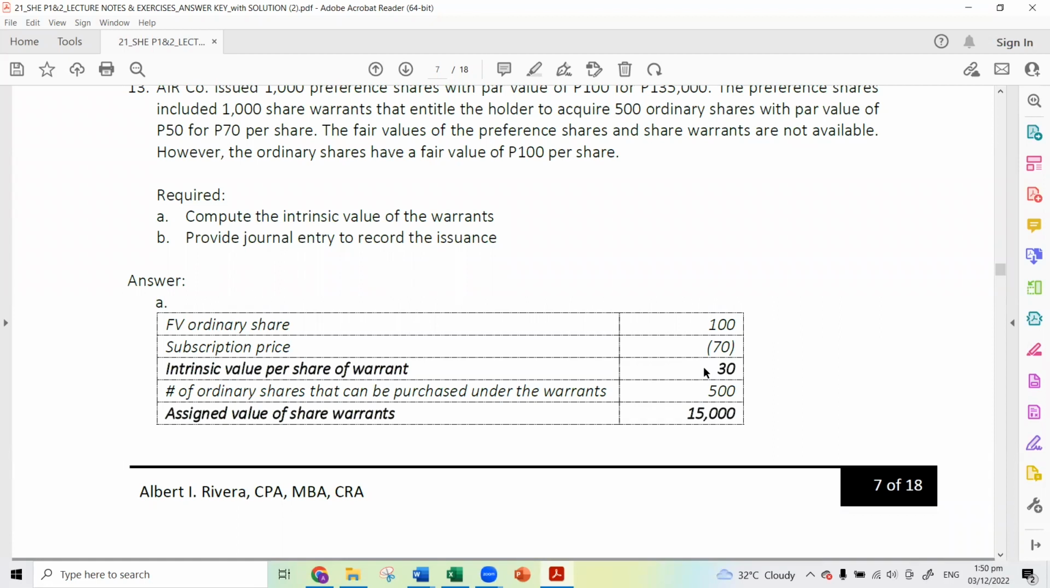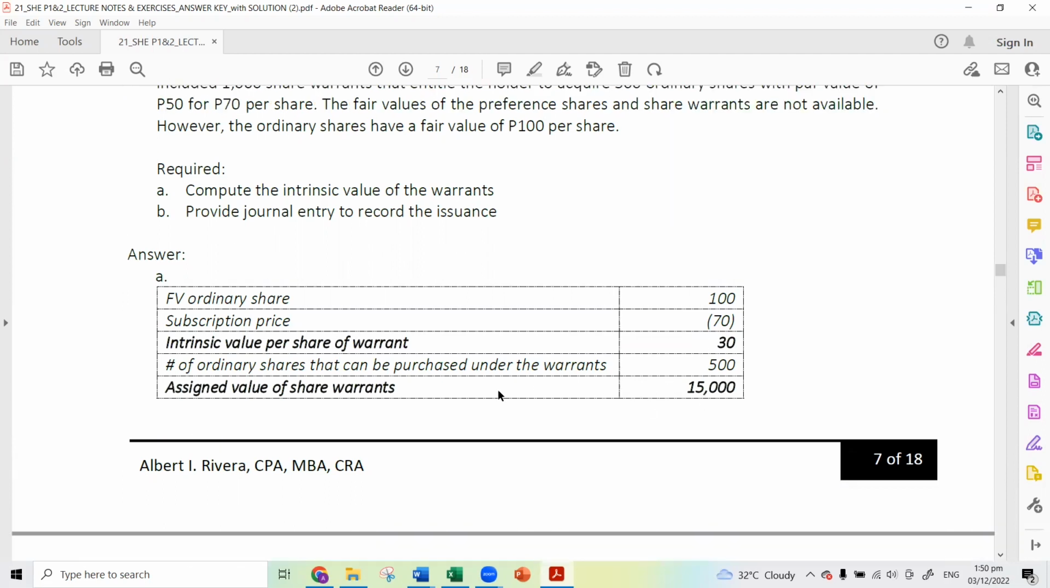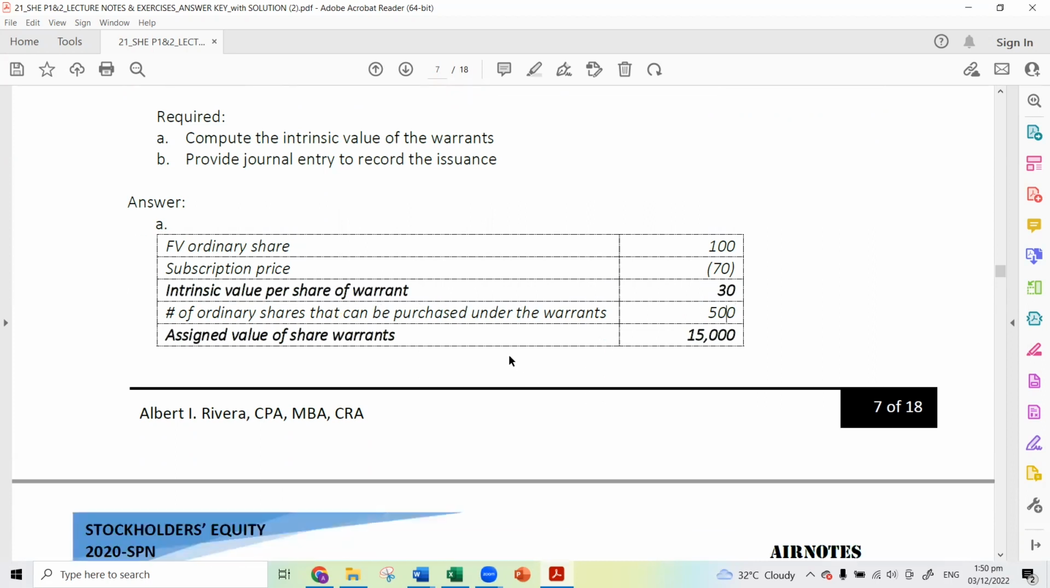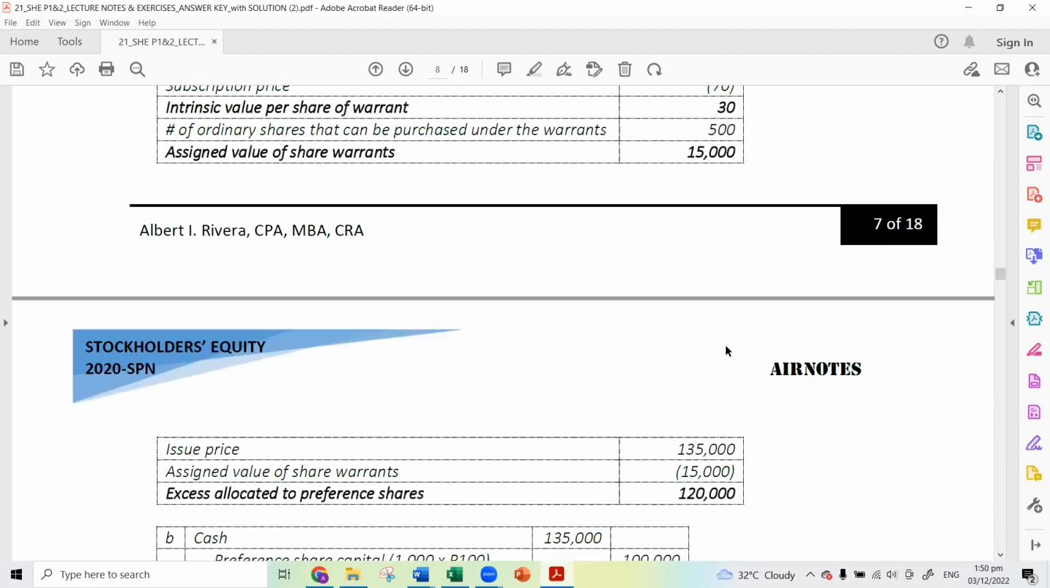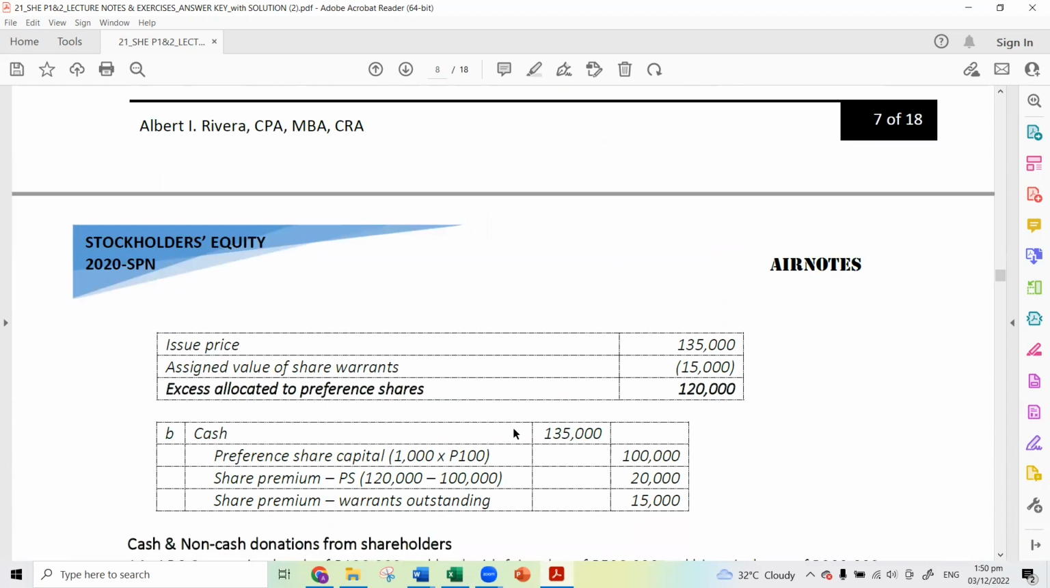Okay, so the warrants are assigned their intrinsic value, and any excess of the issue price is allocated to preference shares. Okay, so this is the number of ordinary shares that can be purchased under the warrants. This is now the assigned value of the warrants. And the excess is now allocated to the preference shares. Okay? Yan po.